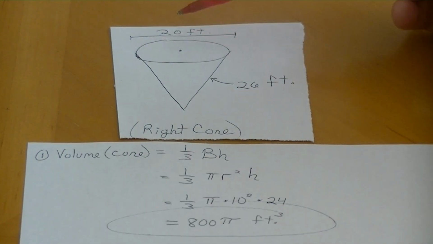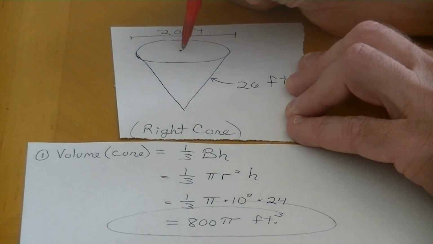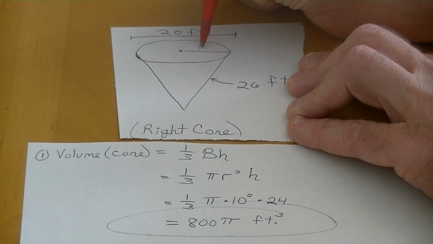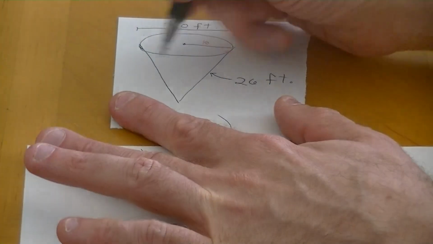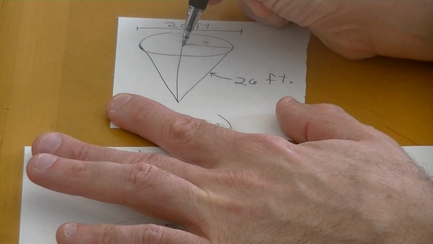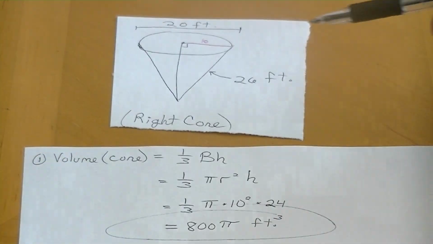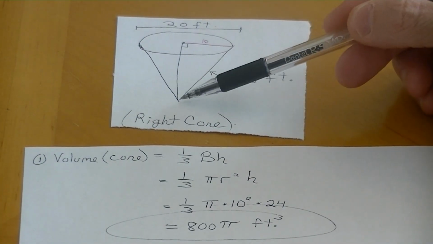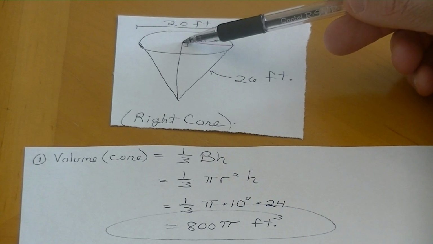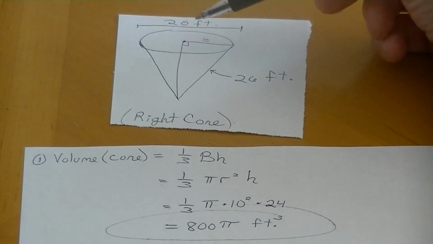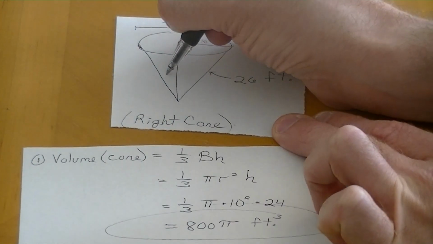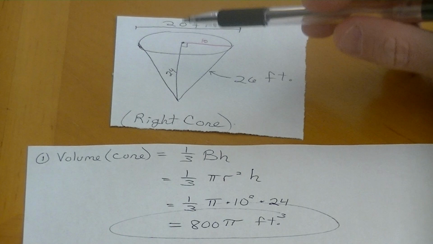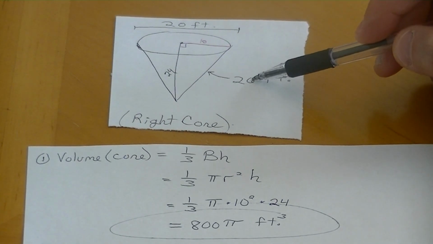Well, the radius must be 10 if the diameter is shown to be 20. We were given the slant height of 26. Remember, we need the height. And since the problem says it's a right cone, we know if we connect the vertex to that center point, we're going to have a right angle. So Pythagorean theorem, 10 squared plus the height squared equals 26 squared, and that's going to come out to be 24. So that's the height we want to use, not the slant height.